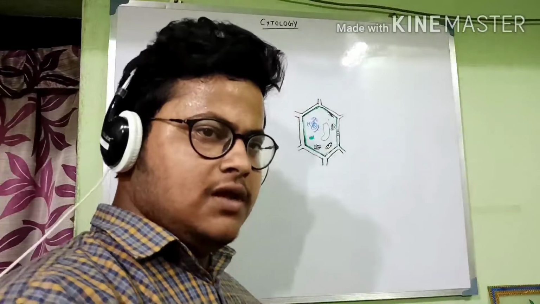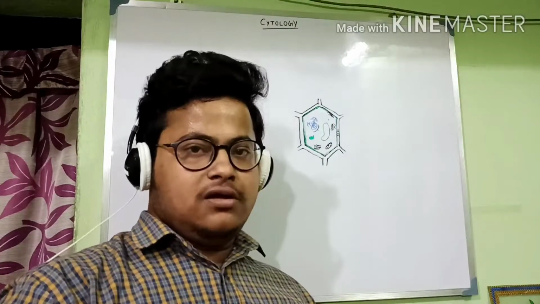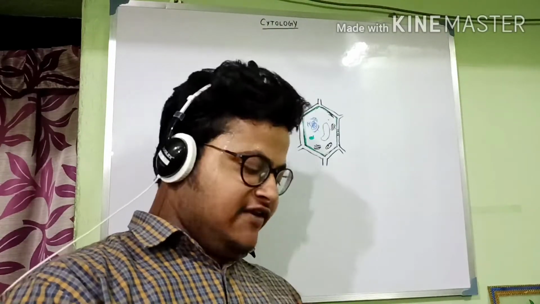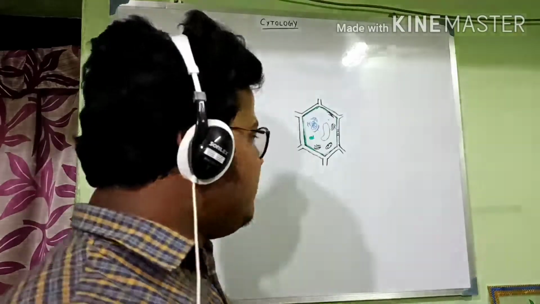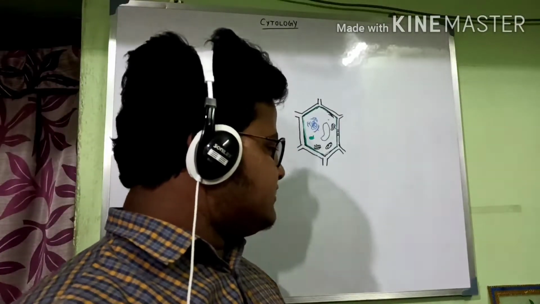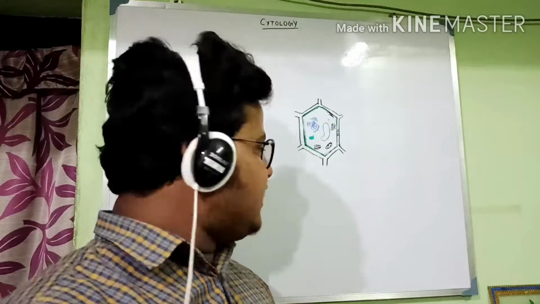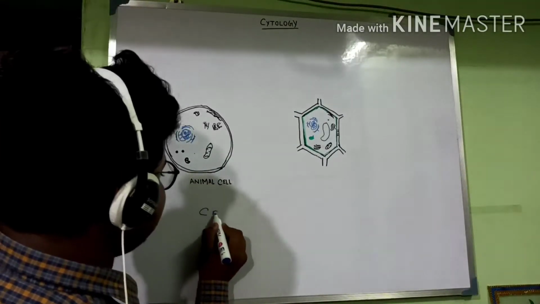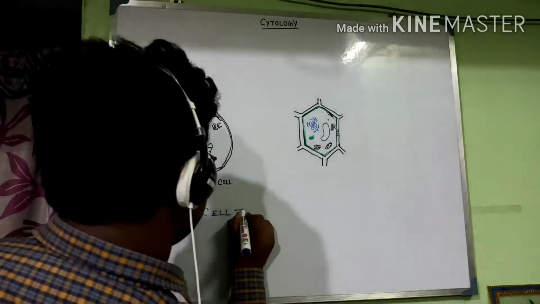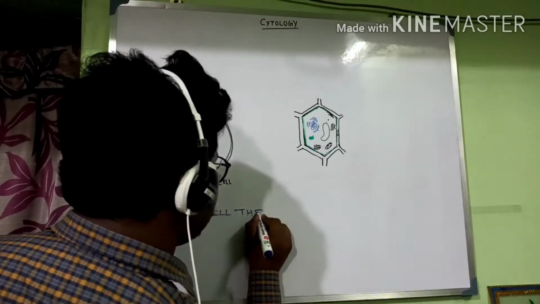But now, science needs theory as well as hypothesis. The difference between hypothesis and theory I will explain in the next video. But science needs a theory. So the discovery of the cell also needs a theory, known as the cell theory.